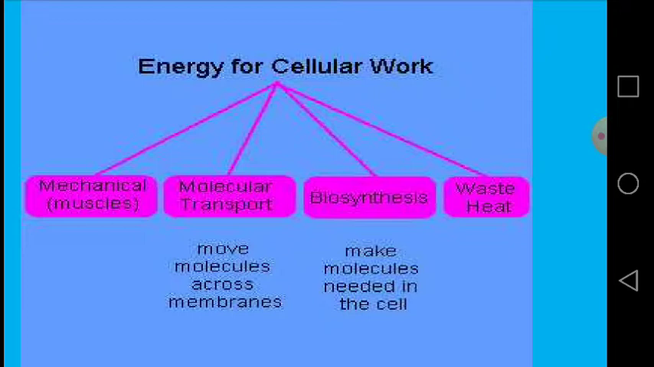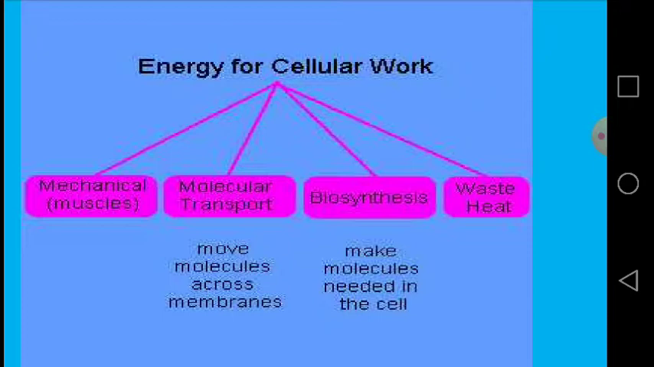We also need the energy for growth, which involves building new materials such as proteins, fats, and complex carbohydrates. Cell division also requires energy. When a cell divides, the energy is needed for the synthesis of molecules such as DNA in the nucleus, as well as the movement of the cell's organelles during the process of cell division.